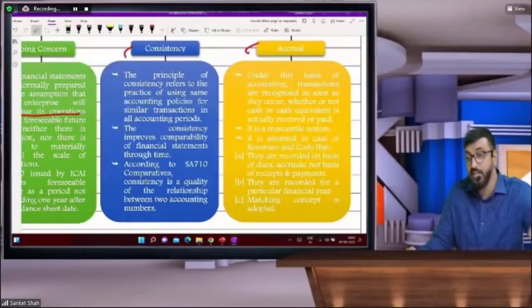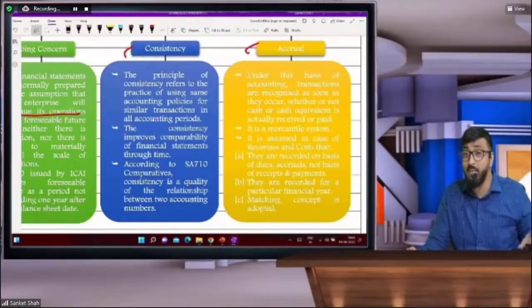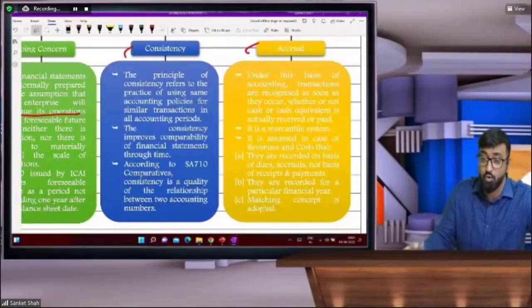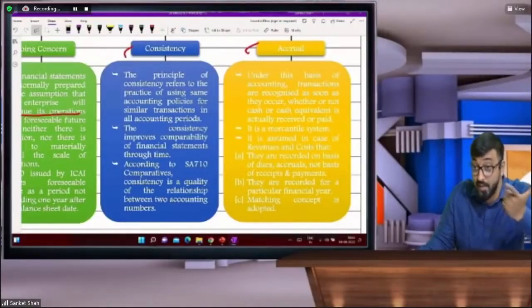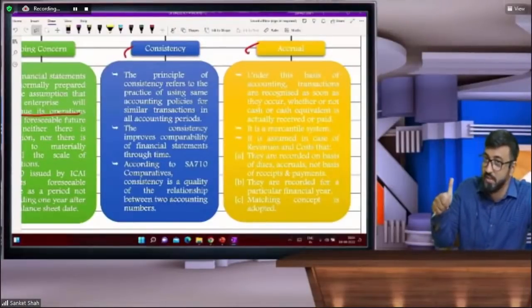Okay, so it is called consistency. And if you are changing your policy, is there any harm in changing the policy? Not at all. But if you are changing the policy, you have to write it in the notes to accounts that we are changing the policy. And second, when can you change the policy? If it is required by law, if it is required by statute, and if it is for accounting standard, and third is for better presentation. So the first one is statute, the second one is accounting standard, and the third is better presentation.